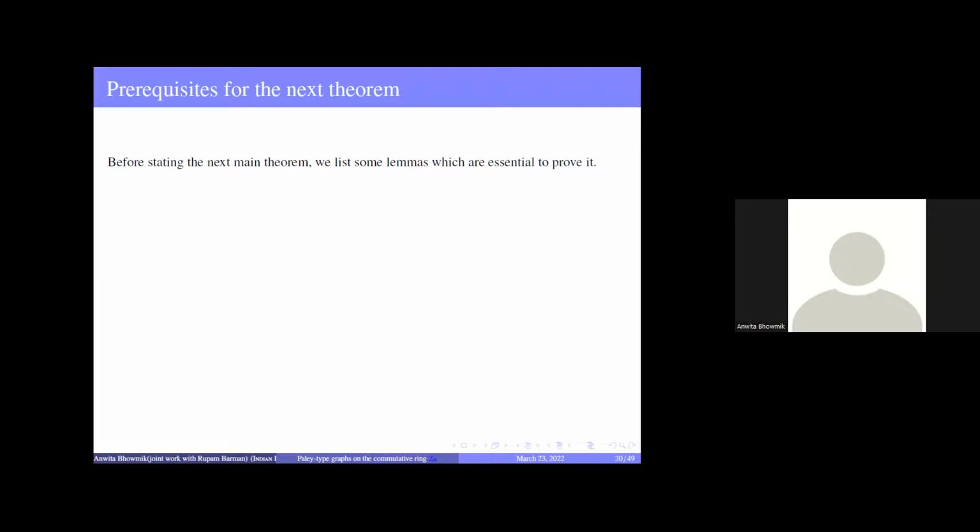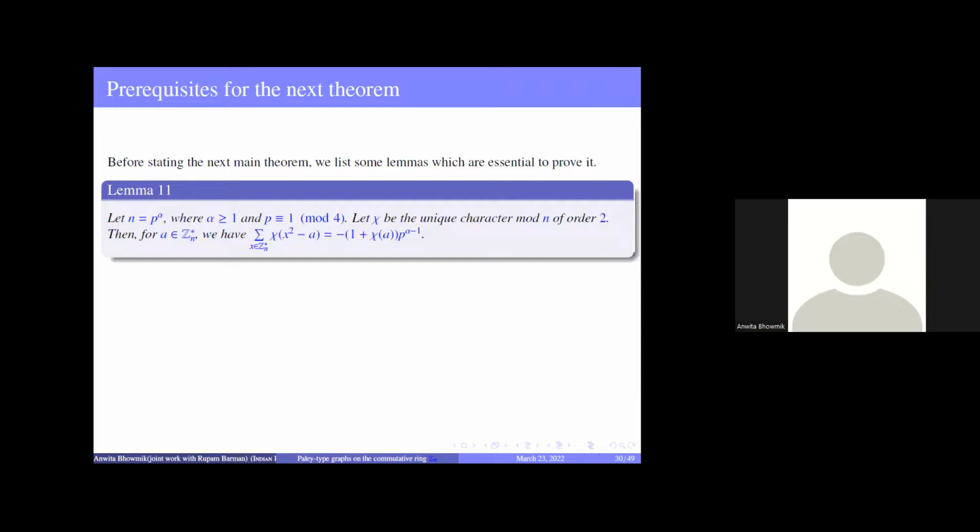Before stating the next theorem, we list some lemmas. The first is again this sum on chi: chi of x square minus a, where x ranges in Zn star. This is given by this value.